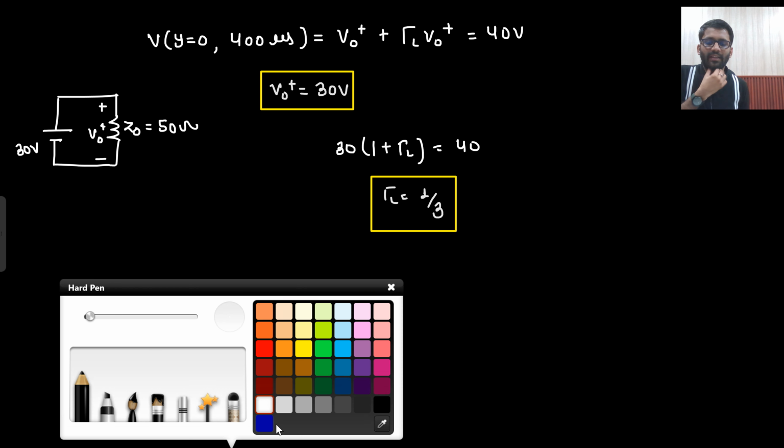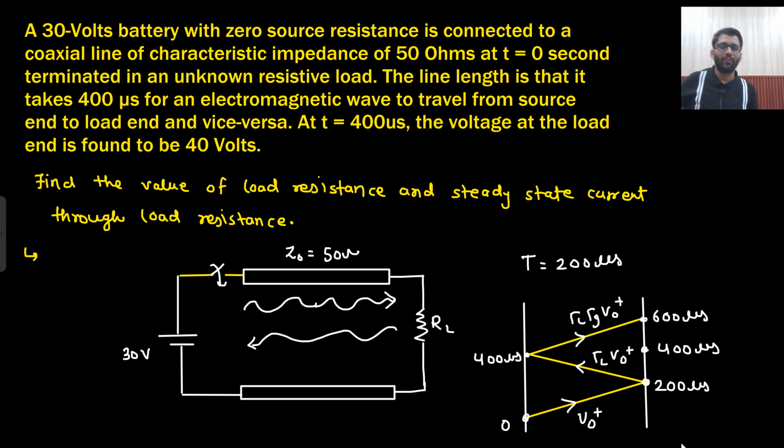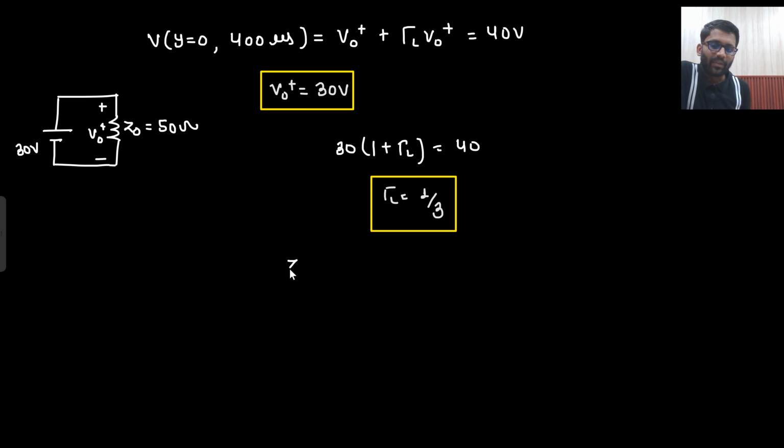If gamma L is 1 by 3, can you let me know the value of the load resistance you need to find? Gamma L is ZL minus Z naught upon ZL plus Z naught, and the value is 1 by 3. Z naught value is 50 ohm, so I can put 50 here. So ZL should come out to be 100 ohm.